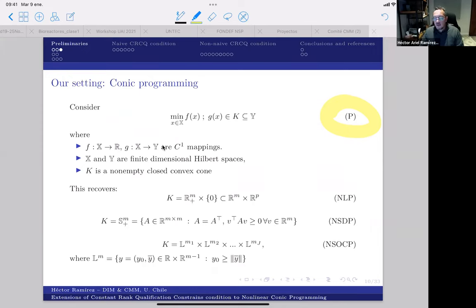There are problems that now have a lot of attention and need some new CQs, or need to modify existing CQs to be useful. Yeah. Okay, thank you, Héctor.